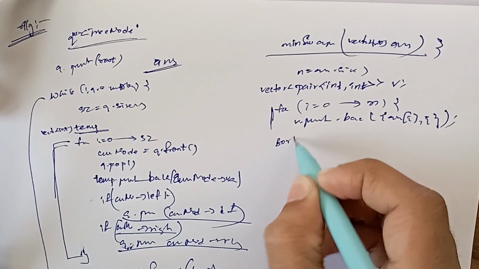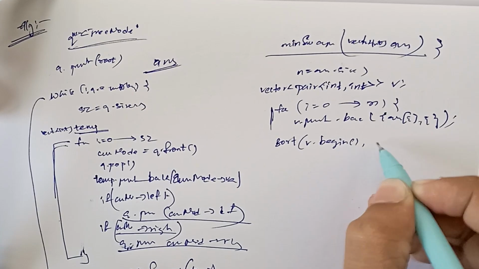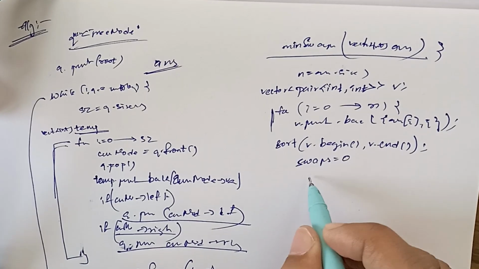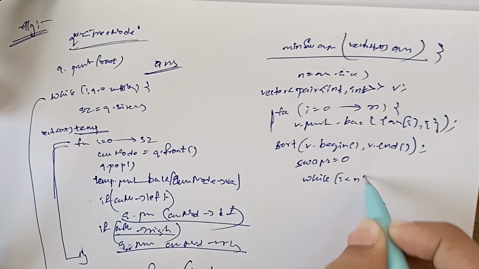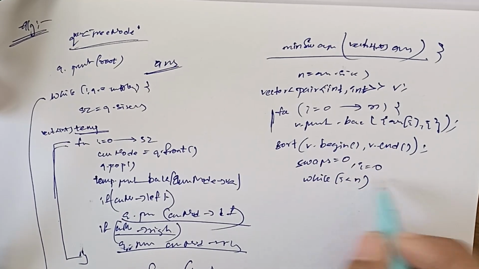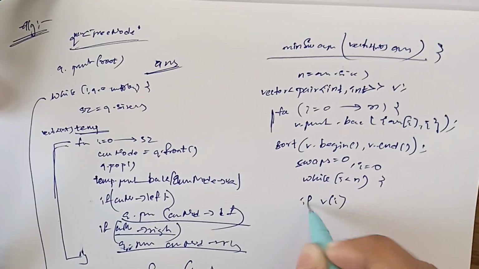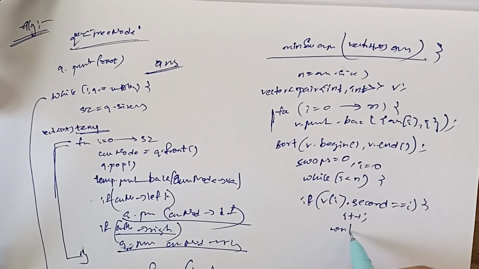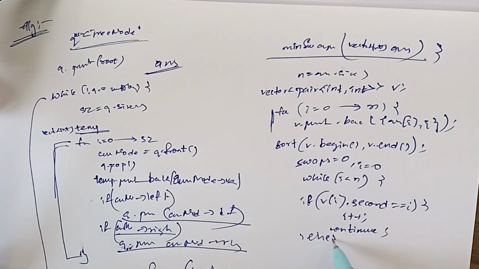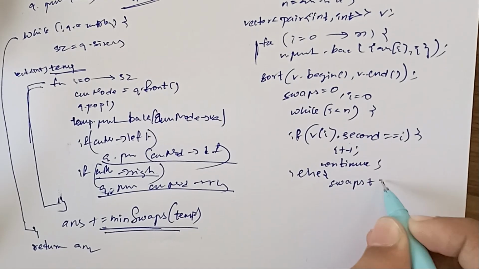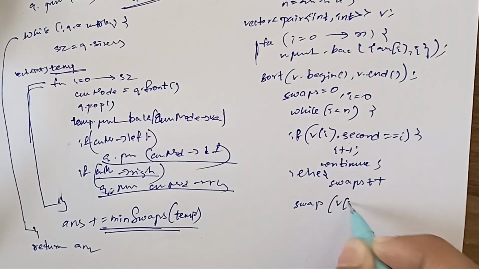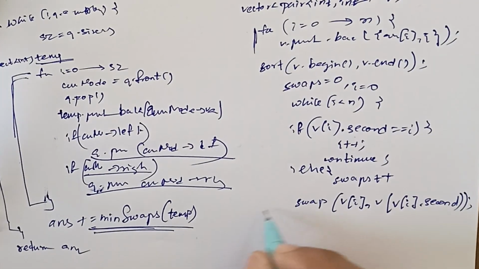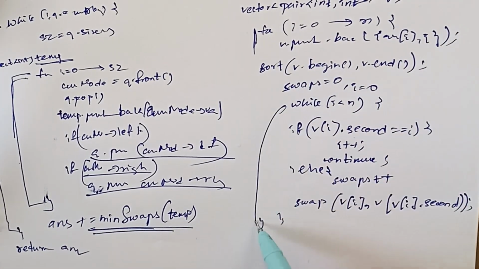As I said, we'll be sorting this v, and the swaps are initially 0. While i is less than n, starting with i equal to 0, if v of i dot second is equal to i, then i plus plus, so it is at the correct index. Else increase the swaps and swap v of i and v of i dot second. After that we'll be returning the swaps.